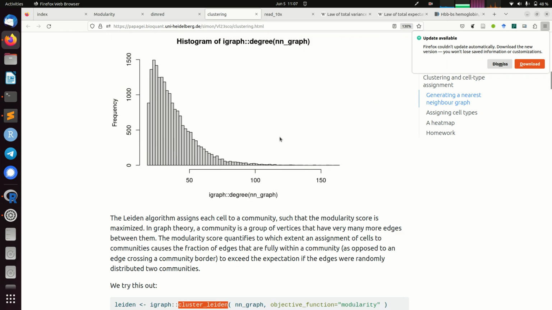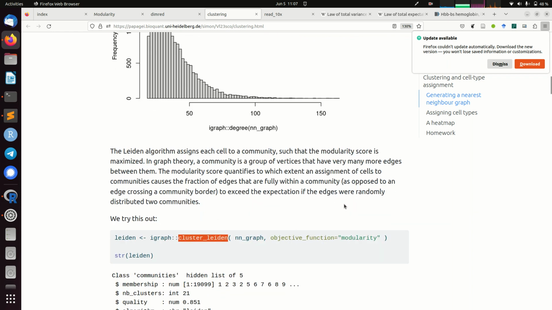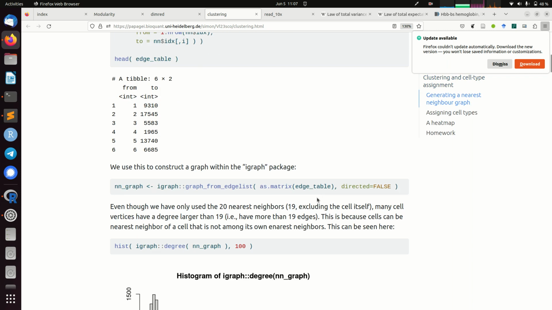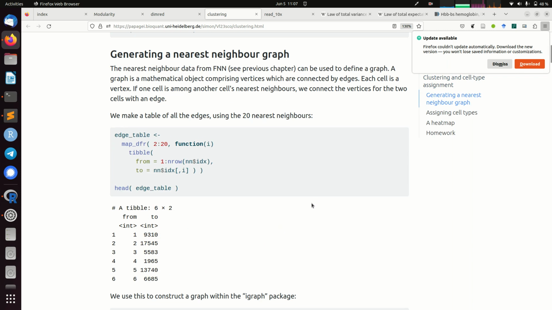So, should I load this or should I just, let's just go through this, otherwise I, yeah. Yes.